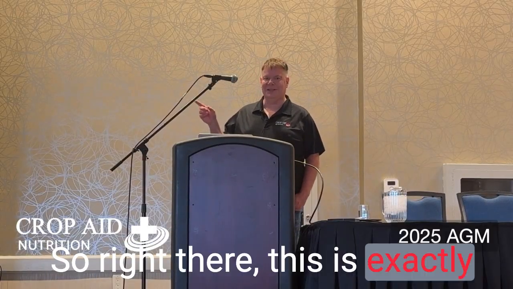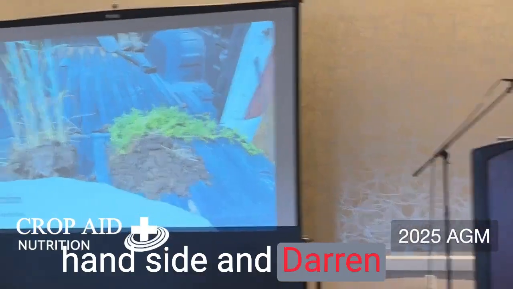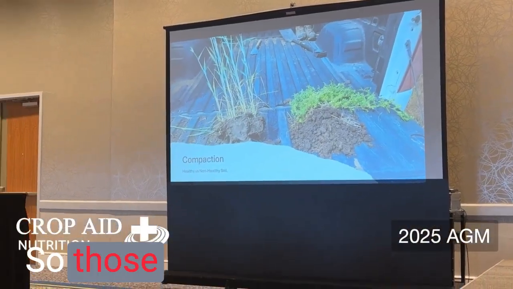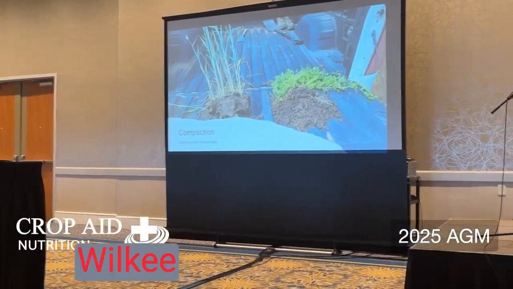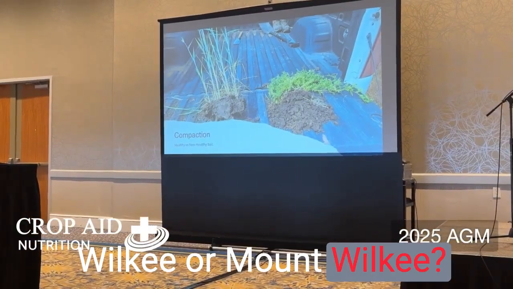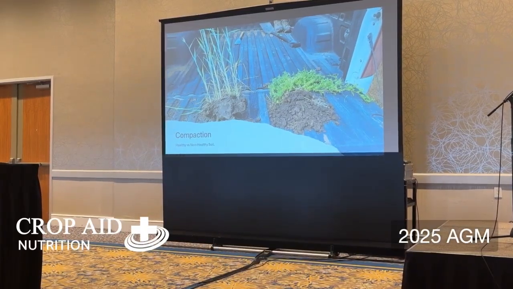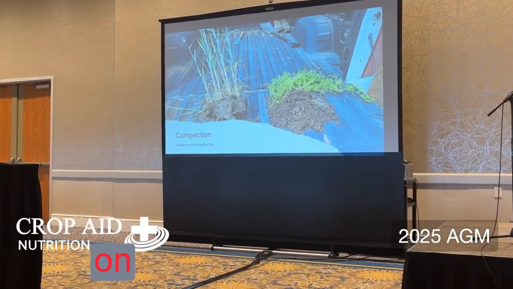So right there, this is exactly what we're all here for. Compaction on the left-hand side, and you can see the soil on the right-hand side. Those two samples were basically 100 feet apart on two separate fields, down south, South Regina, Rouleau. So you can see there's a stark difference between the compaction on the left-hand side and the soil on the right-hand side. So the characteristics of a compacted soil.